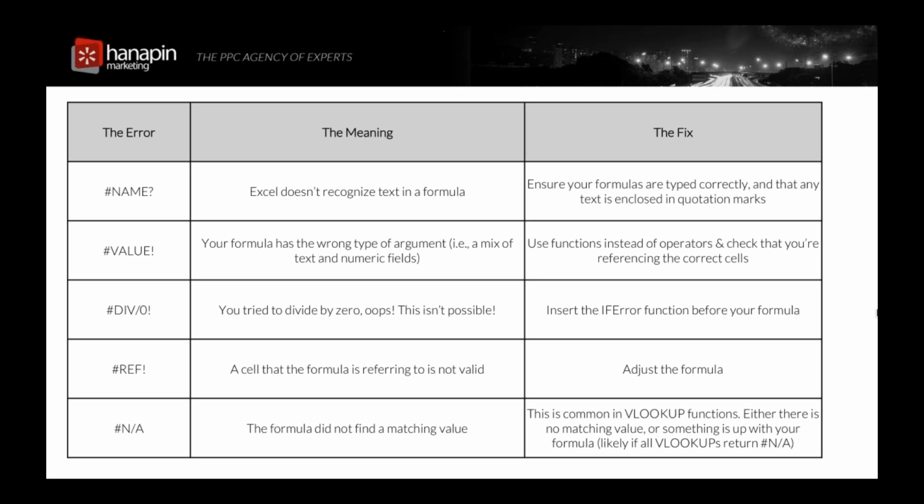So the middle error, divide by 0. Oh no, this isn't possible, but don't worry. The universe will not explode. Your laptop will not burn up. It's fine. You'll just get an error. I see this one a lot when people are calculating rates, like click-through rate, conversion rate, and you have zeros in there. So the fix here is to insert the IFERROR function before that formula.